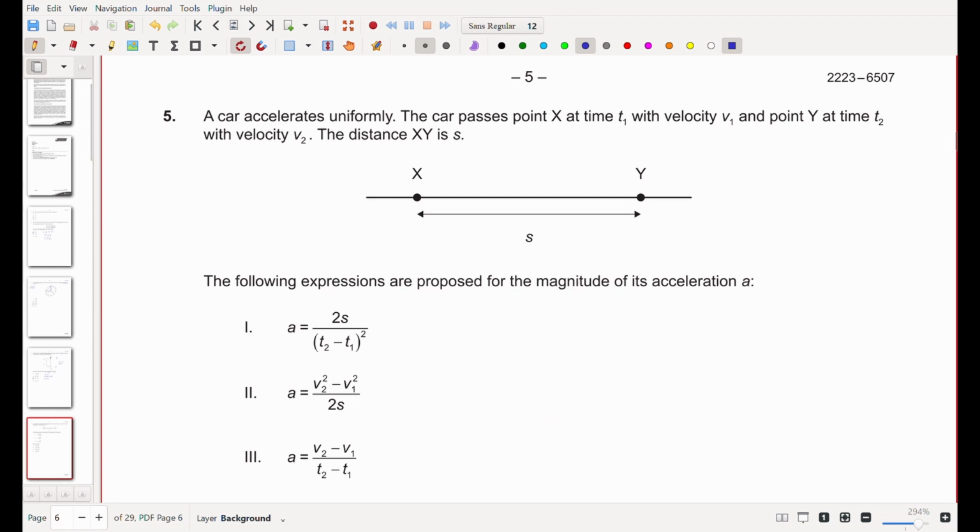Moving on to question number 5, we have a car that accelerates uniformly. This automatically should tell you that we're going to be using the SUVAT equations for constant acceleration. So have these handy in your data booklet.